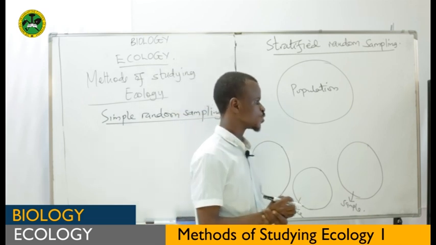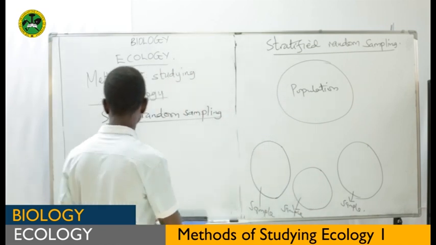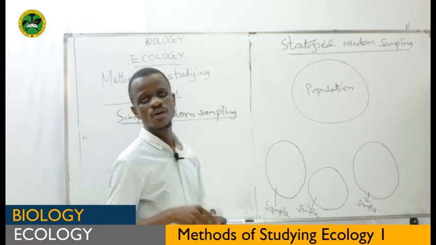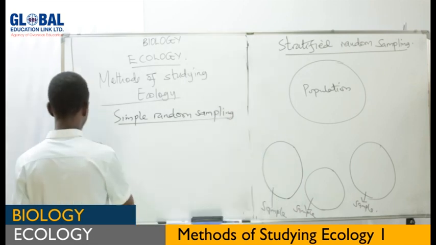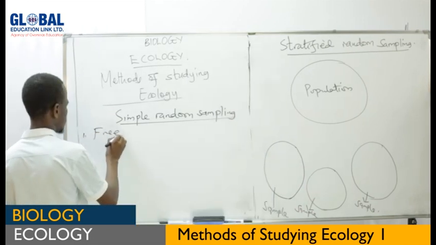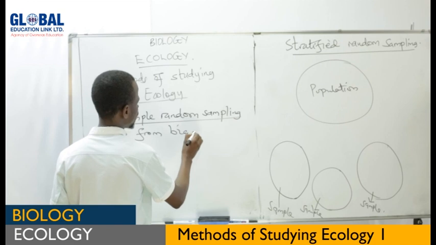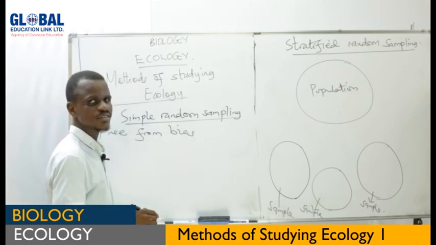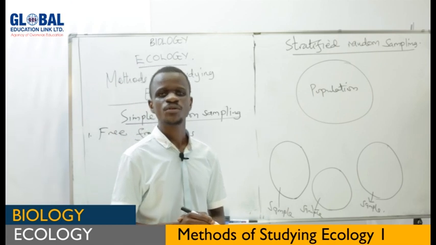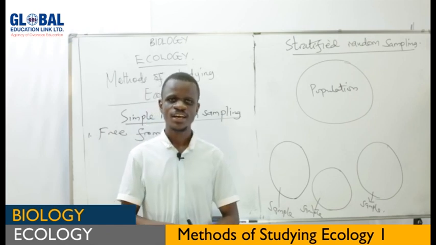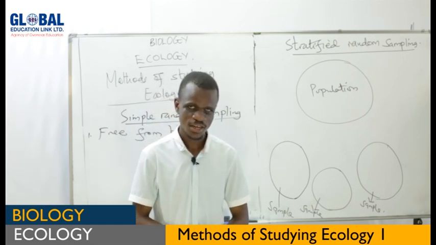Now, what are the advantages of using simple random sampling? My student, if every member has equal chances of being selected, is this technique biased? No, it's not biased. Therefore, this method here is free from bias. Therefore, no personal biasness may be introduced because each individual has an equal chance of being selected. Student, are we together?